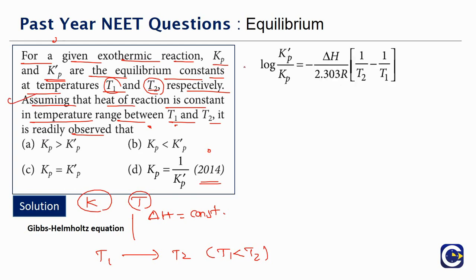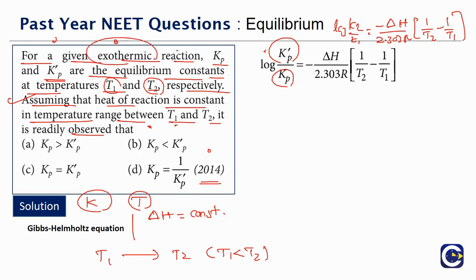If you look at log of Kp dash by Kp, log of K2 by K1 is equal to minus delta H by 2.303 R into 1 by T2 minus 1 by T1. So generally the relation is like this: log of K2 by K1 will be equal to minus delta H by 2.303 R into 1 by T2 minus 1 by T1. Where K2 is the equilibrium constant at T2 and K1 is the equilibrium constant at T1. So here at T2 the equilibrium constant is Kp dash, and at T1 the equilibrium constant is Kp.